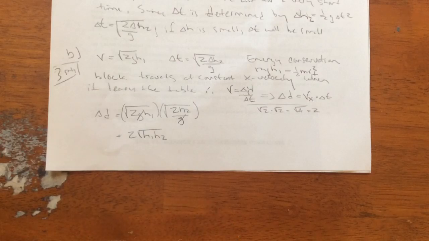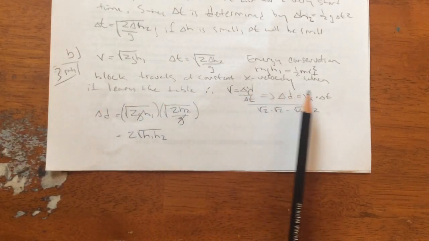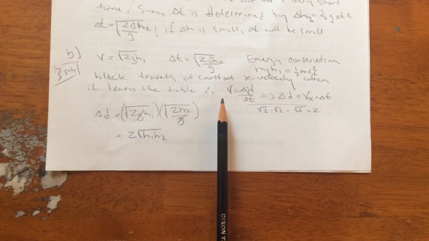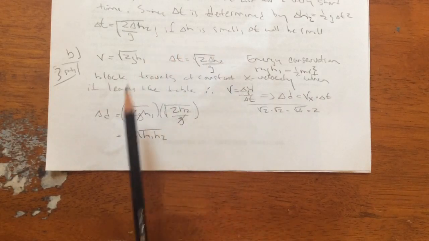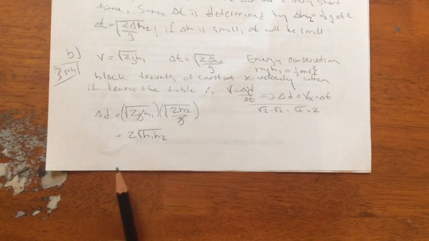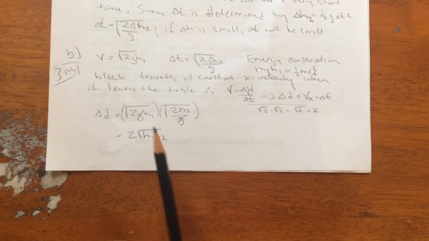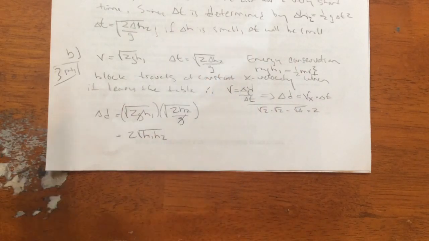Then you're going to work in what you know about projectile motion. The block travels at a constant x velocity when it leaves the table. And you could put in there acceleration due to free fall if you wanted to. I did later. So now what? Oh, I love this. I love this.